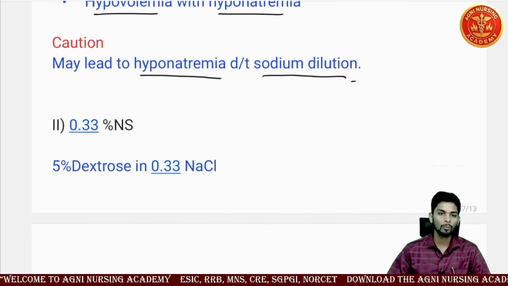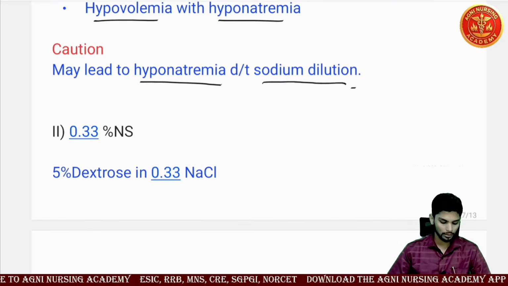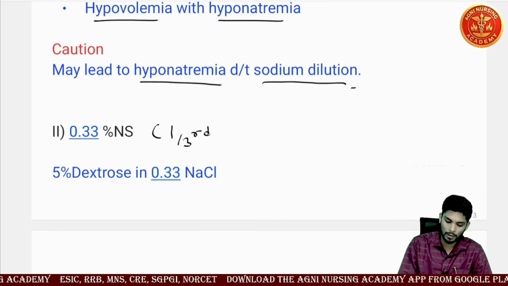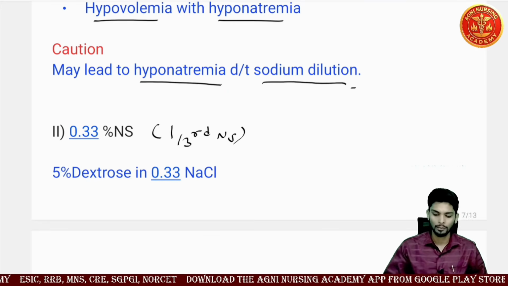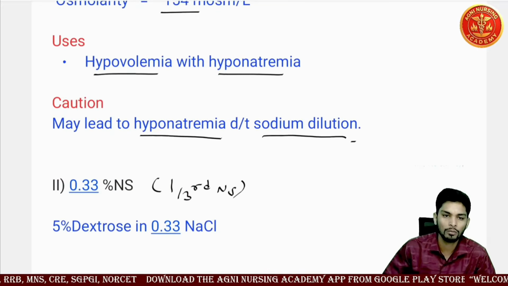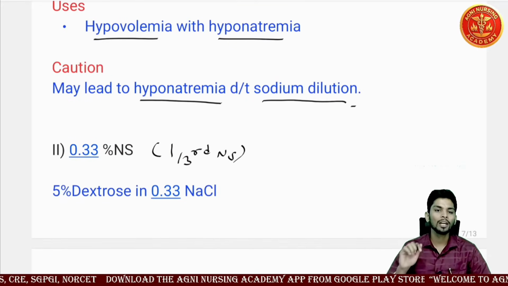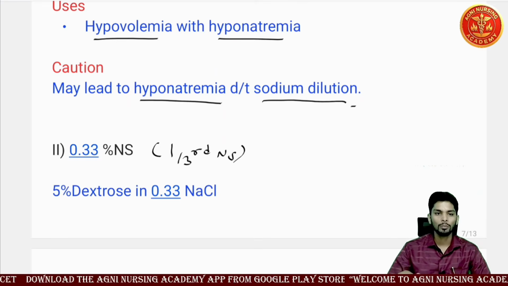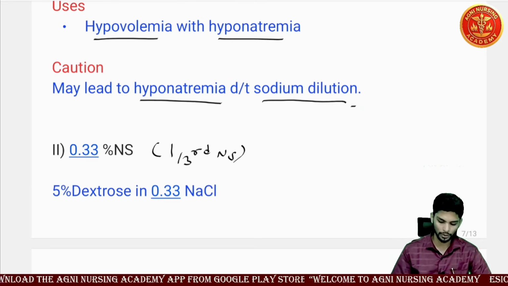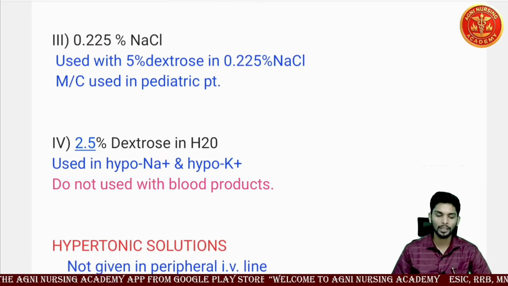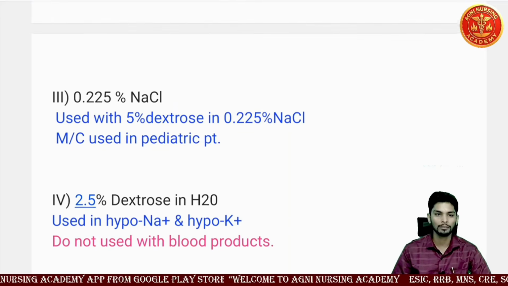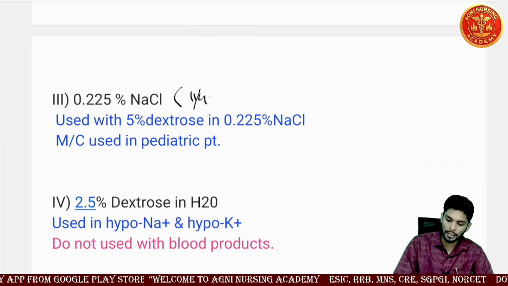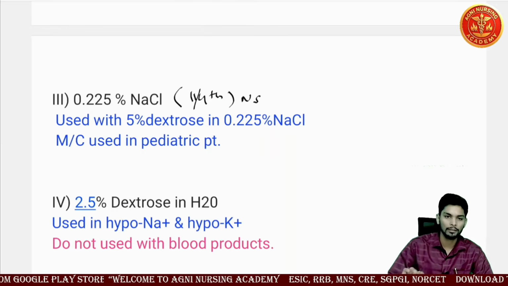Second one is 0.33% normal saline, or 1/3 of normal saline. The previous one was half normal saline; this one is 1/3 normal saline. So 5% dextrose in 0.33% normal saline is an example of a hypotonic solution. Third one is 0.225% normal saline. This one is 1/4 of normal saline.